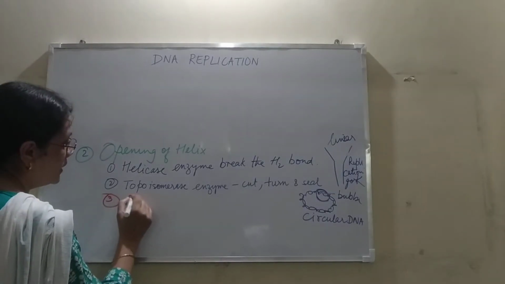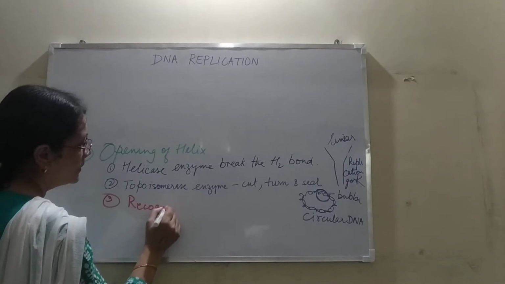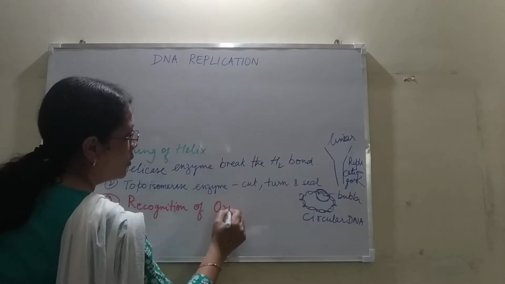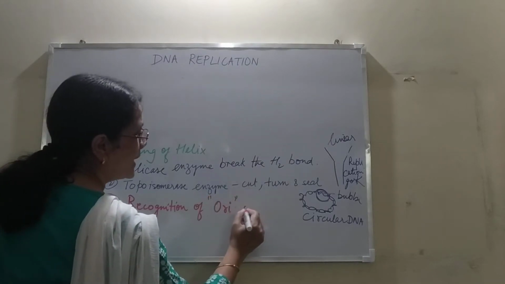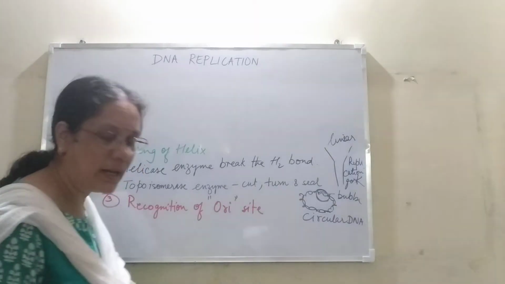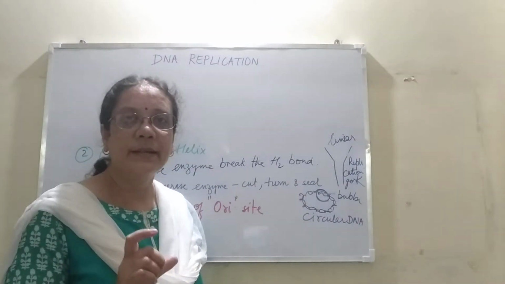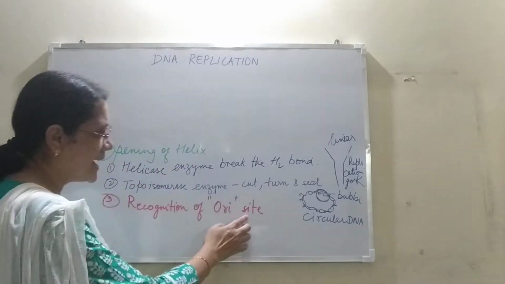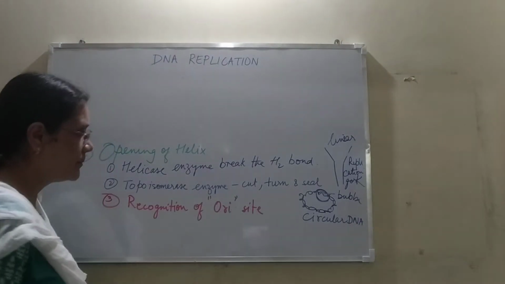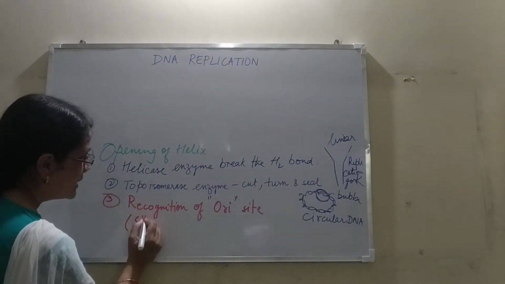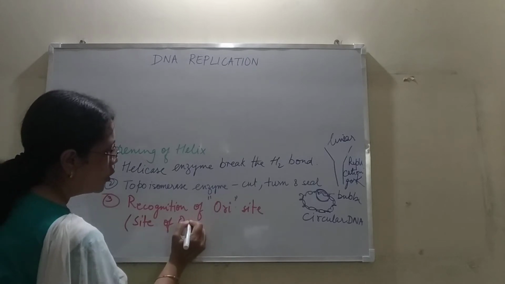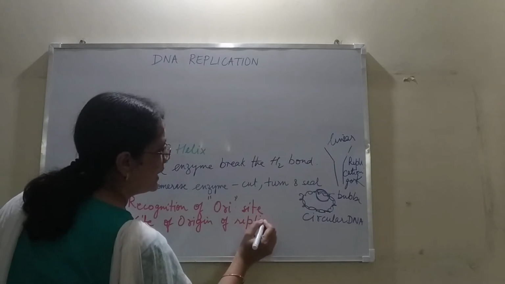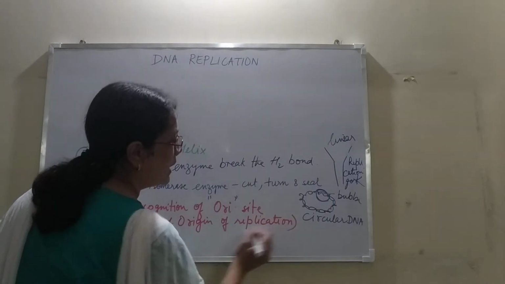So that is called the recognition of the ORI site. Now what does this mean? It is the point where the replication is going to start, that means the site of origin of replication. So that is very important.